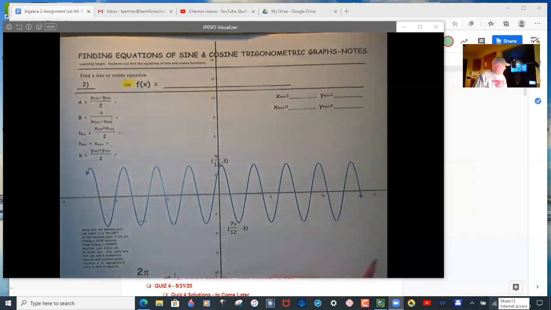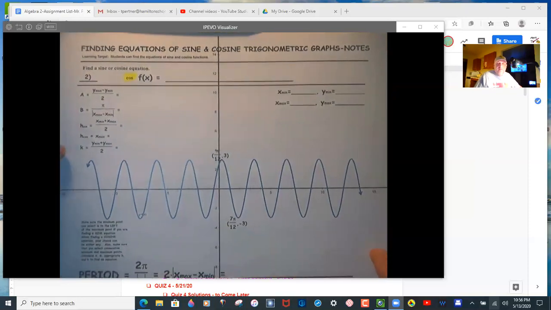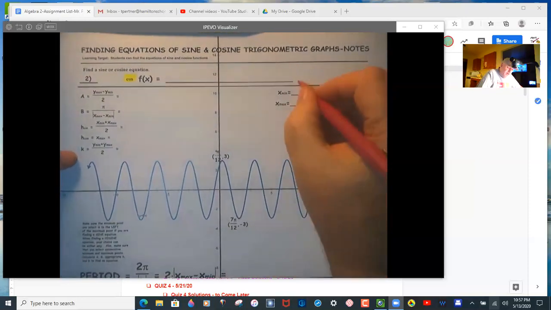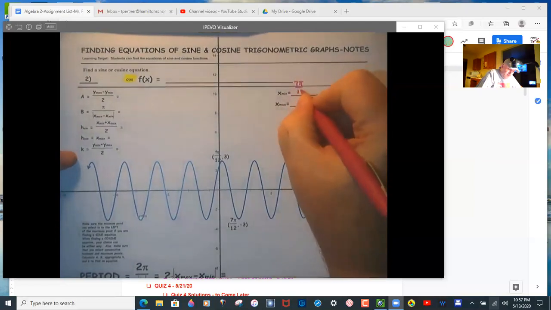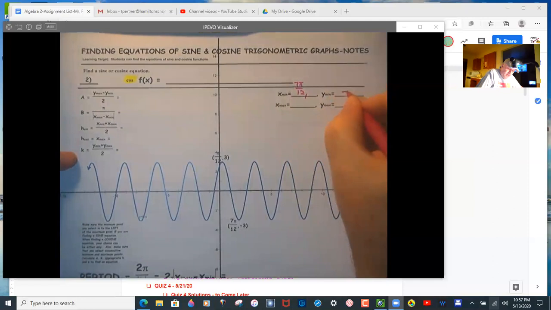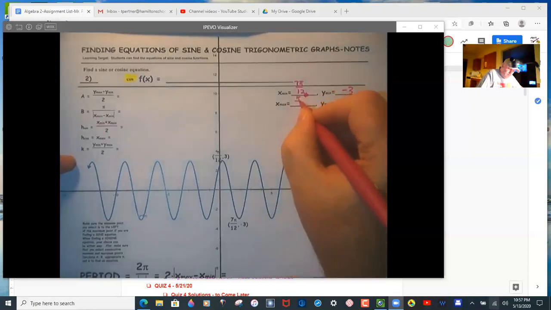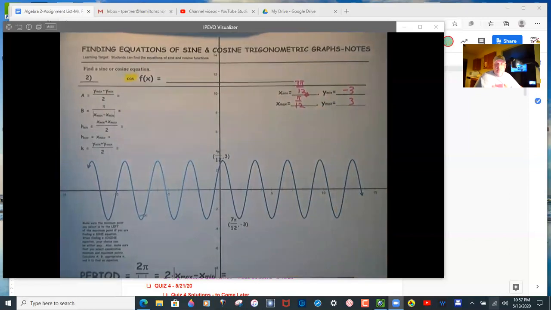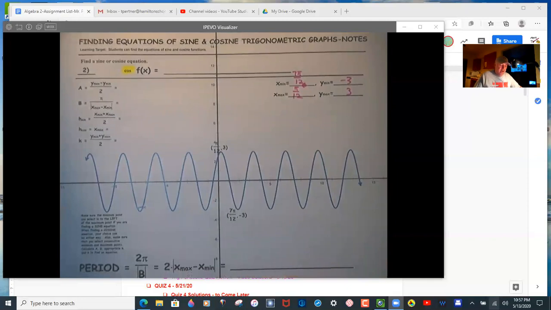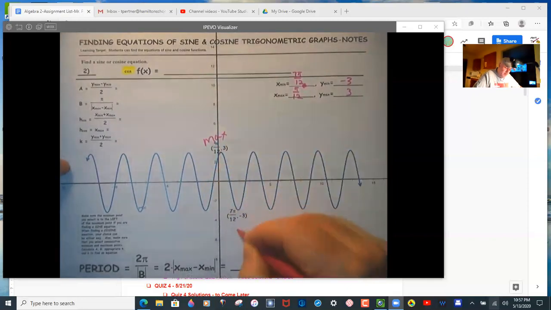All right, number 2. So we want a cosine equation. Now you don't have to have the min to the left of the max, but be very careful. Some of these are negative 3 here. Be careful that you get the min in the min position and the max in the max position. Sometimes the min comes second. Just be very careful. If you don't get those right, it's all over. So slow down. This is your max. That's a peak point. This is your min.